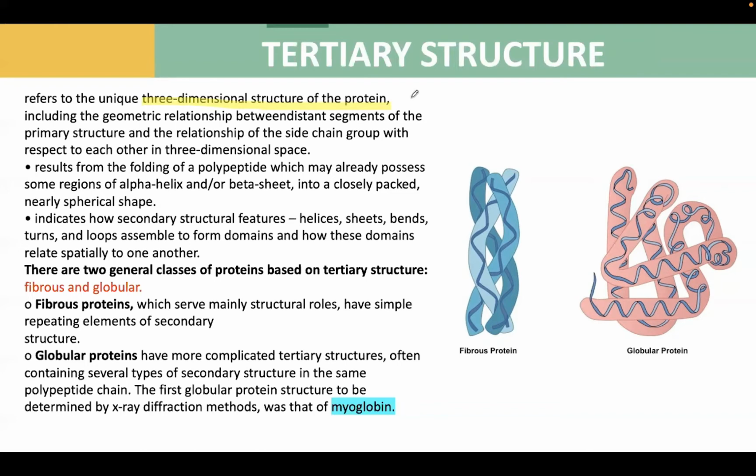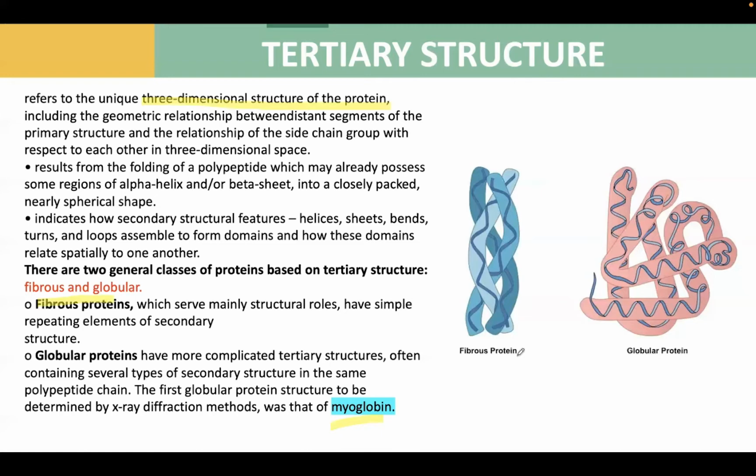Your fibrous proteins, highlight lang natin, which serve mainly structural roles, have simple repeating elements of secondary structure. Okay, yun lang siya. Si globular naman have more complicated tertiary structures, often containing several types of secondary structure in the same polypeptide chain. The first globular protein structure to be determined by X-ray diffraction method was your myoglobin. Okay, so yung fibrous protein natin, parang linear lang siya in shape. Yung globular natin, para siyang naka-coil na naka-circular shape.